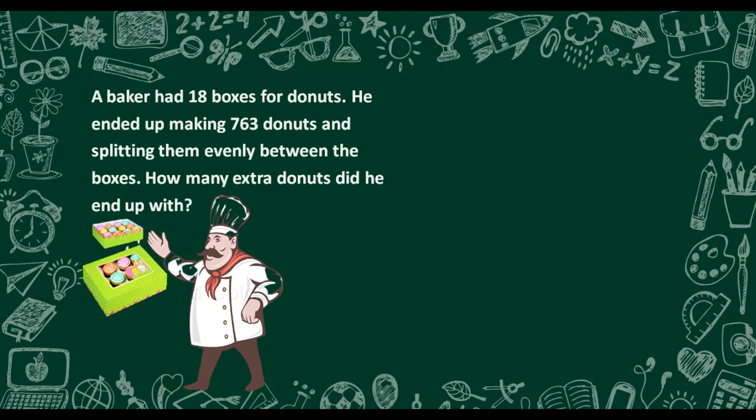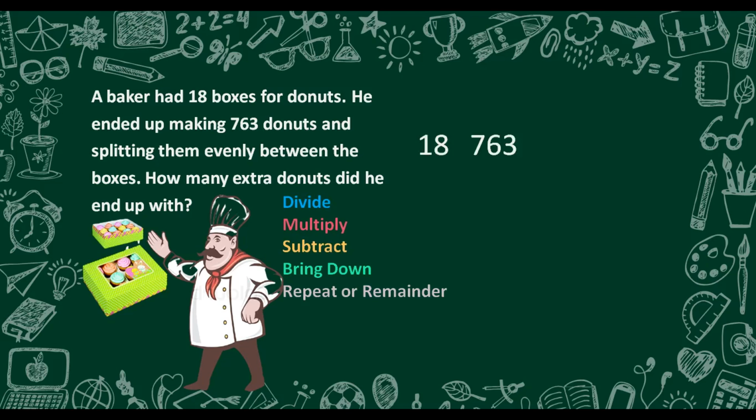Let's try another example. A baker had 18 boxes for donuts. He ended up making 763 donuts and splitting them evenly between the boxes. How many extra donuts did he end up with? Well, to find out, we use our steps.